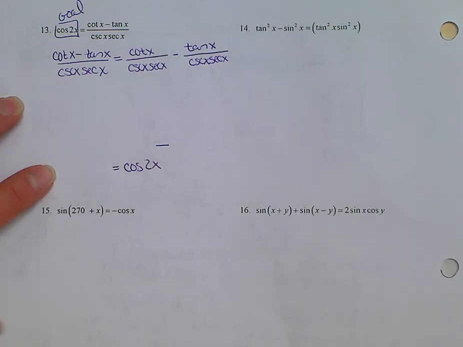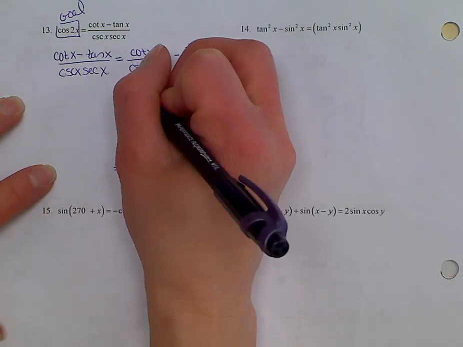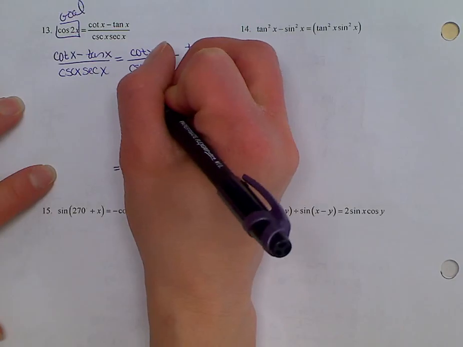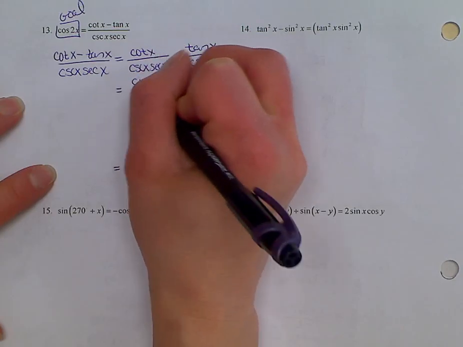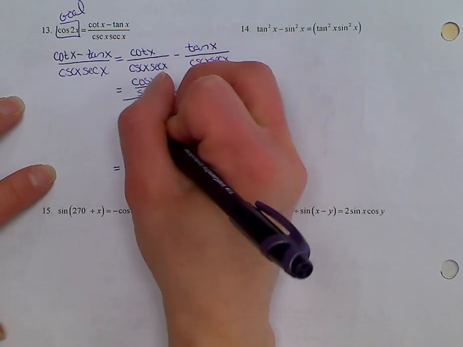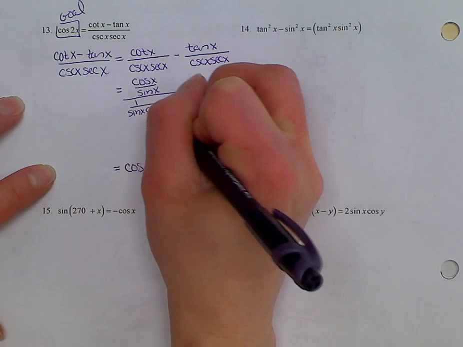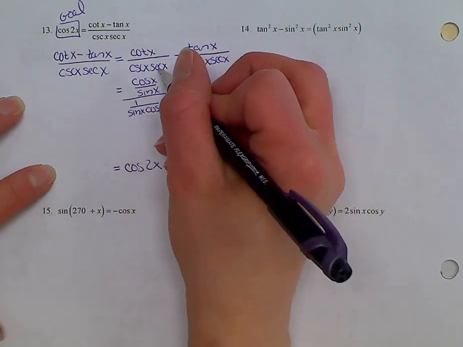Okay, at this point, there are a couple of changes that we can make. Most likely, many of us would think, well, I could change things into terms of sine and cosine. So our cotangent is the cosine over the sine. And then our cosecant is 1 over the sine. The secant is 1 over the cosine.